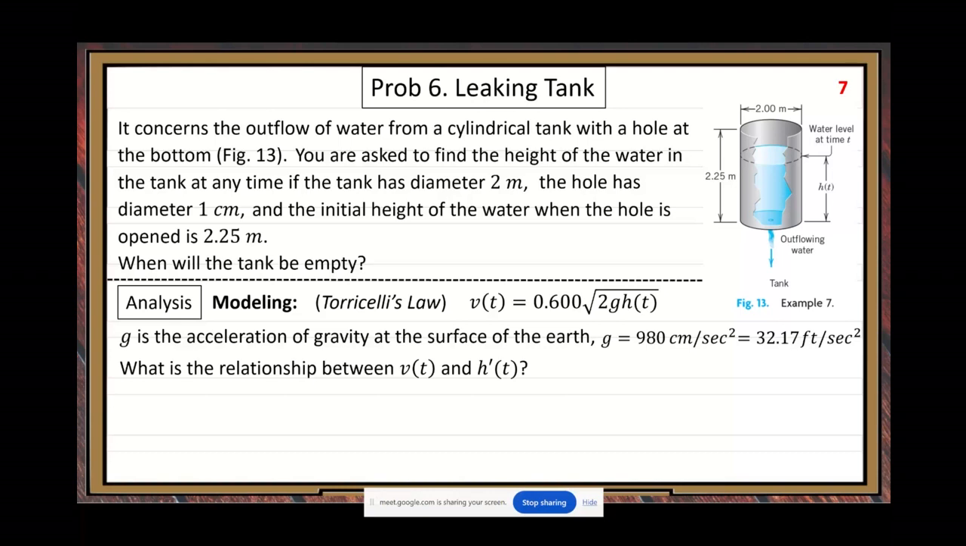If we replace the velocity by an expression of H prime, then we have a differential equation, right? Yeah. So the first thing we need to do is find a relation between V of t and H prime of t, the rate of change of height. When the water is leaking out of the tank, the height is reduced at some rate, right? Yeah. The rate is a function of t. It can change. The derivative changes with the time t.